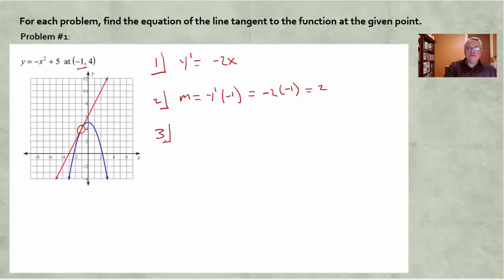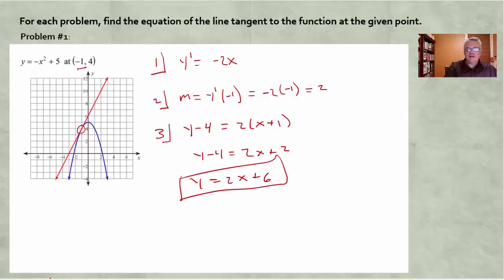Then the third step is to write the equation. We know the slope, we have a point, we can just use point slope form. So it'd be y minus 4 equals 2 times x minus a negative 1, which is the same as plus 1. And I'm okay with you leaving it like that. Textbook probably doesn't leave it like that. It probably solves it for y. I mean, we can do that too. That'd be y minus 4 equals 2x plus 2. If we add 4 to both sides, we get y equals 2x plus 6. Okay, that's the tangent line.